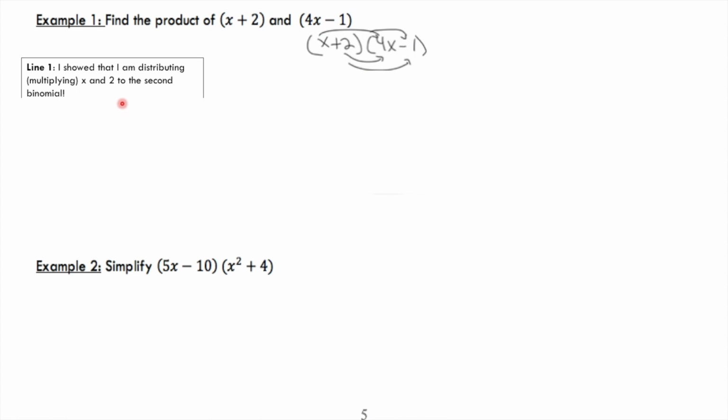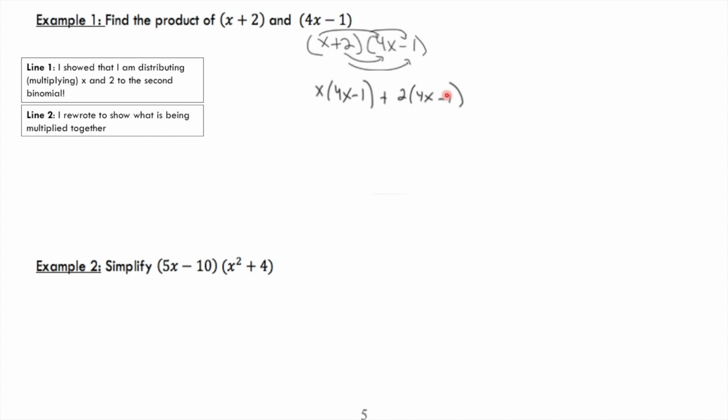So the first thing I'm going to do is show that I am distributing each of these terms to each of those terms, and I'll show you what that looks like. That means the x is being multiplied by 4x minus 1 because I'm distributing it to both of those terms, and the 2 is also being multiplied by 4x minus 1. I'm rewriting that in my line 1 so I remember what I need to multiply together, and it's easier to visualize in my mind.